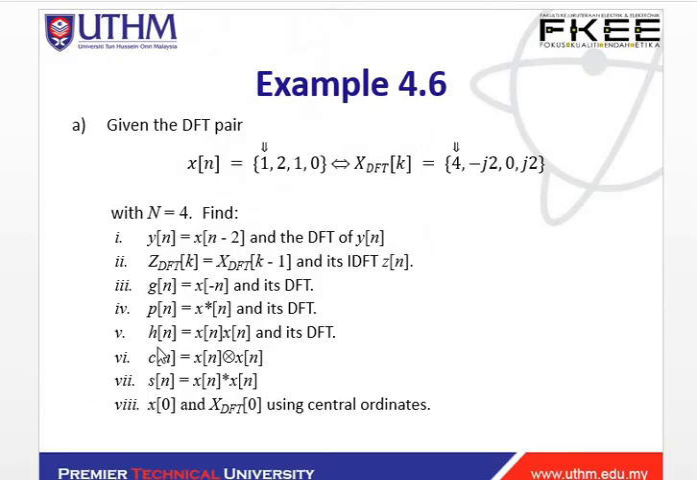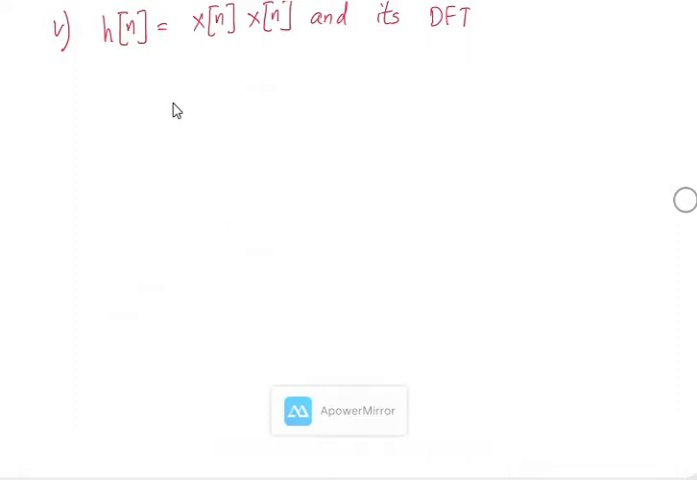Question number 5, hn equal to xn times xn and its DFT. So if you look at this one, xn times xn, this is the pointwise product. So this means it is the product property.